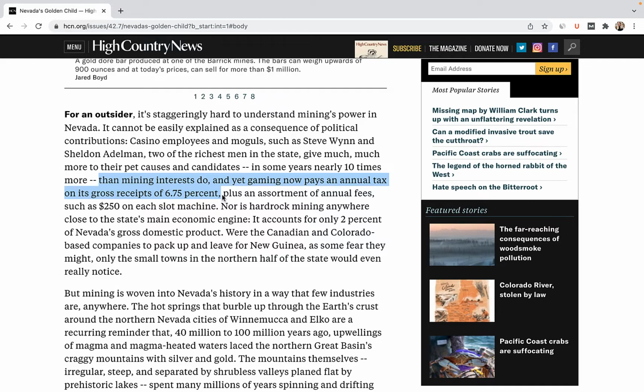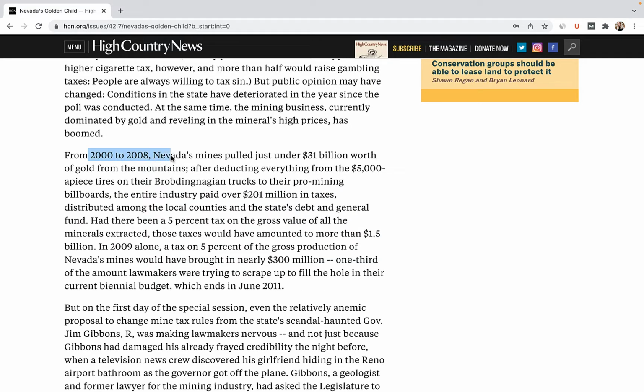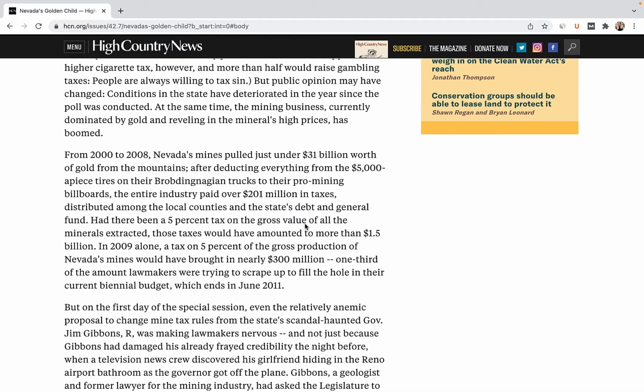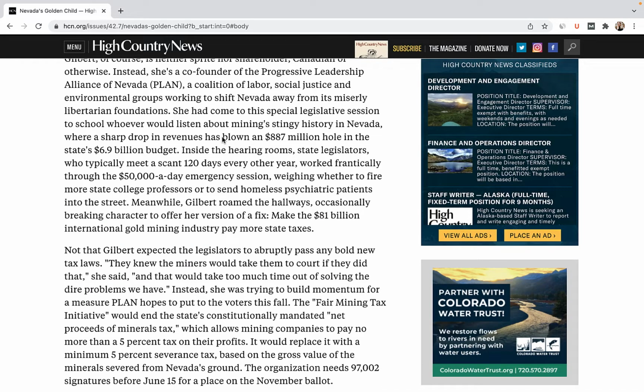just profits. Indeed, between 2000 and 2008, Nevada's mining companies pulled $31 billion worth of gold from under the mountains, yet the entire industry paid just $201 million in taxes. For a comparison, if Nevada's gold miners had instead paid a severance tax of 5% on the gross value of all gold extracted, Nevada would have received not the paltry $201 million that it got from the industry, but $1.5 billion. Money that would have been critical to a state that struggled with an $887 million deficit.